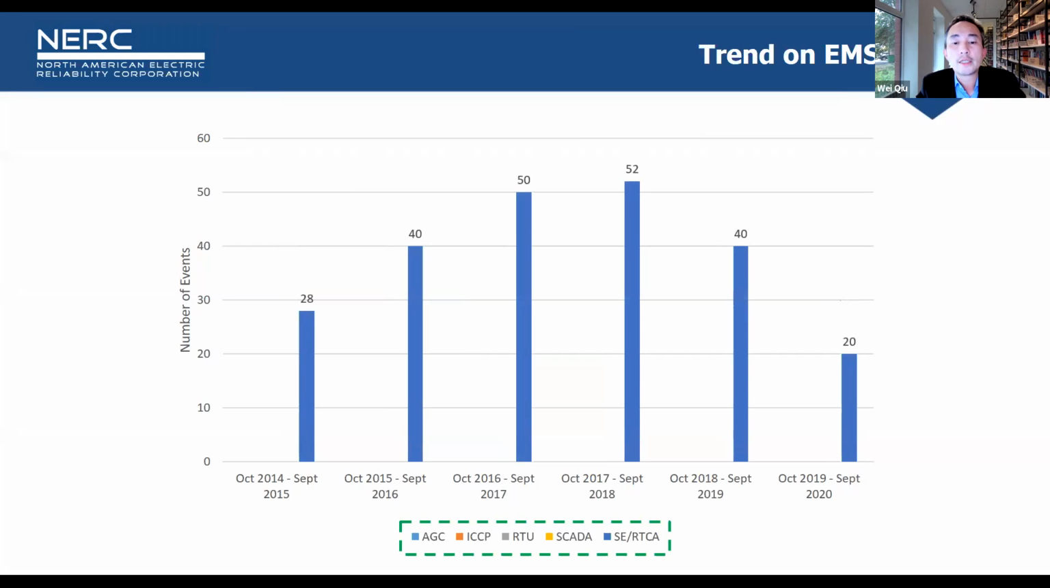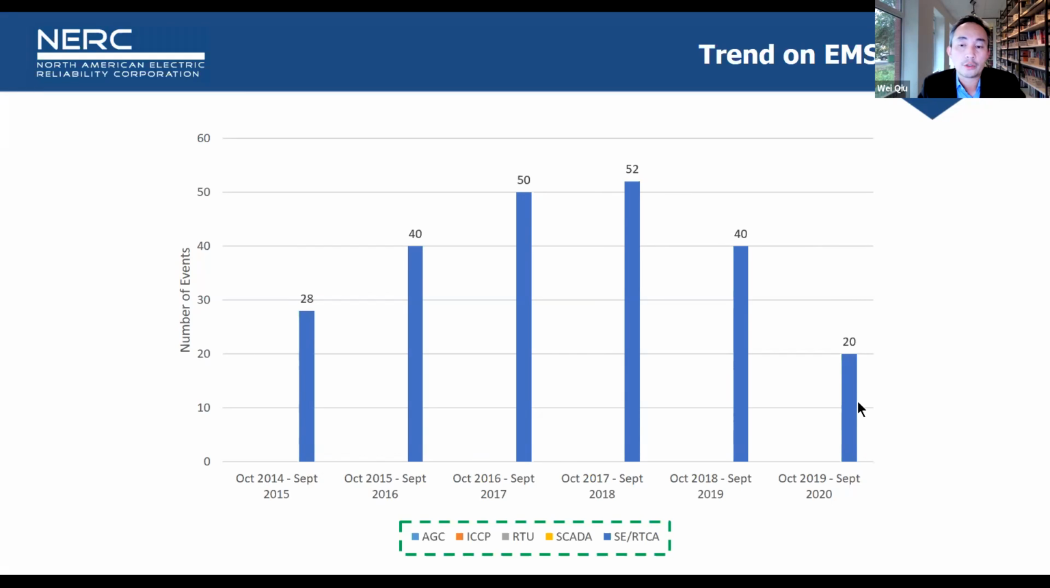And the other one is the estimation and the RTCA event. You can see here, since October 2015, the number of RTCA and SE events is getting more and more. It increased step by step, from 28, 40, 50, 52, and reached the peak between October 2017 and September 2018. After that, it decreased.